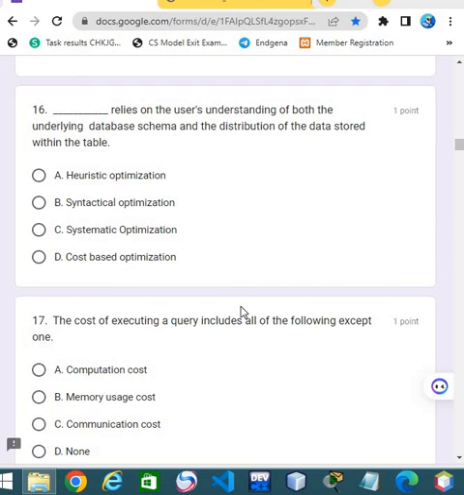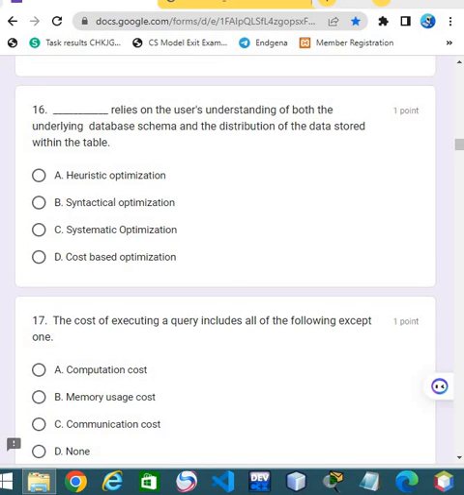Question 16: Dash is on the user understanding of both the underlying database schema and the distribution of the data stored within the table. A) heuristic optimization, B) synthetical optimization, C) systematical optimization, D) cost based optimization.